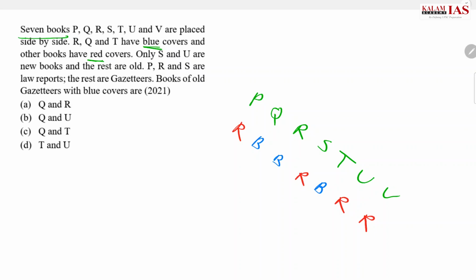Only S and U are new books. Now let's denote new books by yellow color. So S and U are new books. We have circled them. The new books are circled and the rest are old books. So that means P, Q, R, T and V are old.